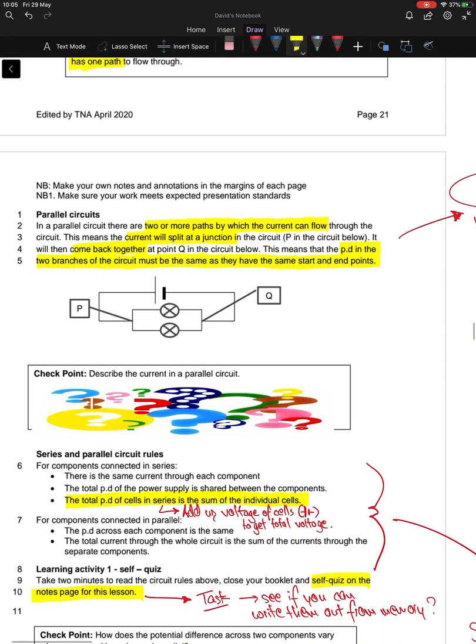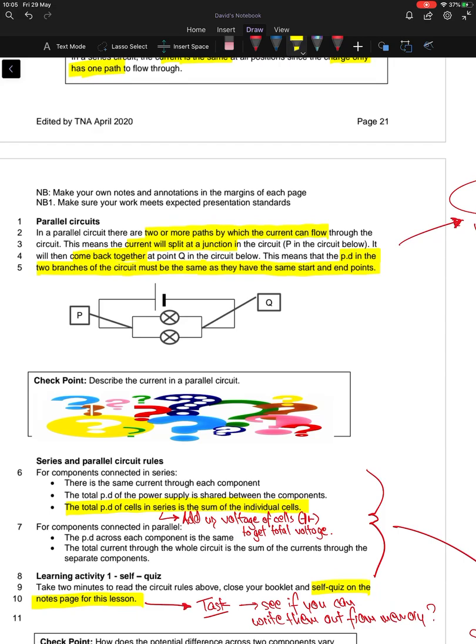So, in a parallel circuit, there are two or more pathways by which the current can flow through the circuit. This means current will split at a junction. So, for example, junction P in the circuit below. Current will split and be shared down those two pathways. It'll then come back together at point Q. So this means that the potential difference in the two branches of the circuit must be the same, as they have the same start and end points.